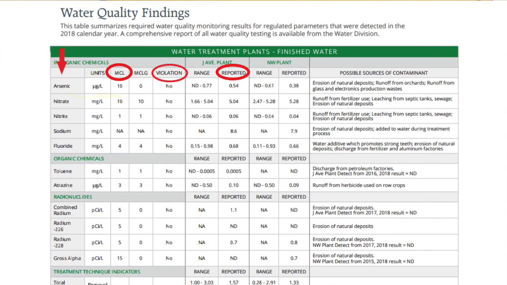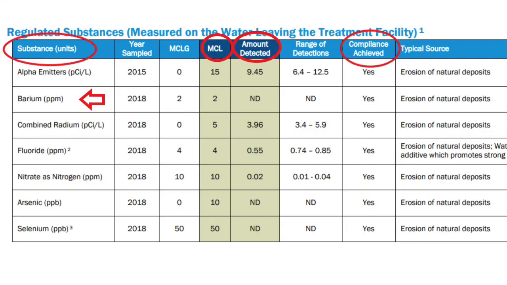So as you can see in this table, the MCL for arsenic is 10 micrograms per liter. In comparison, you can see that the plant has a reported value of 0.54. Therefore, that value is much lower than 10, and they can state that there is no violation, as shown in the violation column. Here's another example of a consumer confidence report.